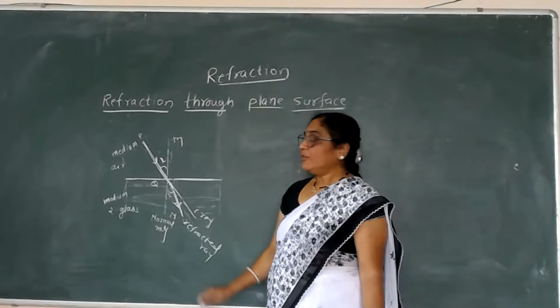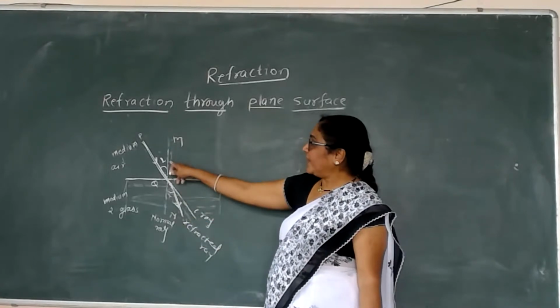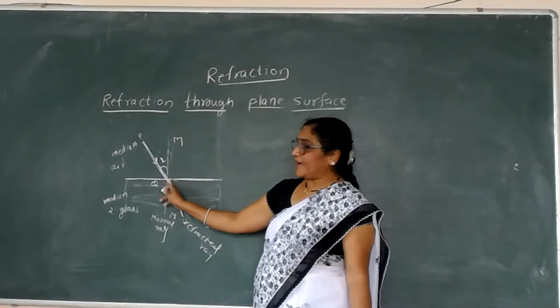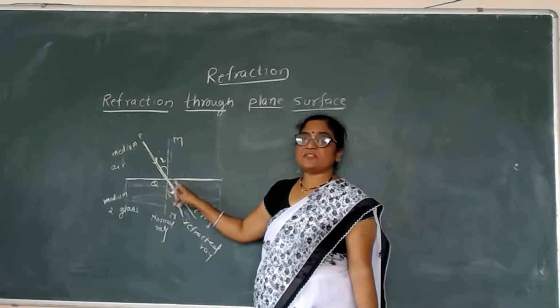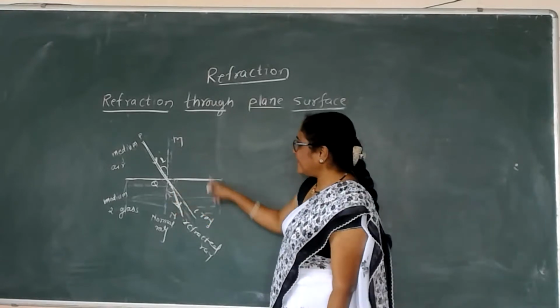So, when the ray of light propagates from one medium to another medium, it bends, or it changes its direction. That process is known as refraction. So here, let us explain the figure.